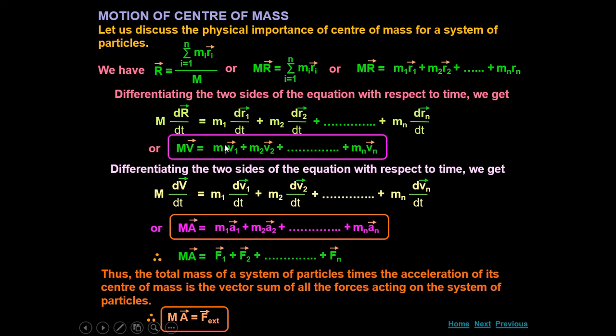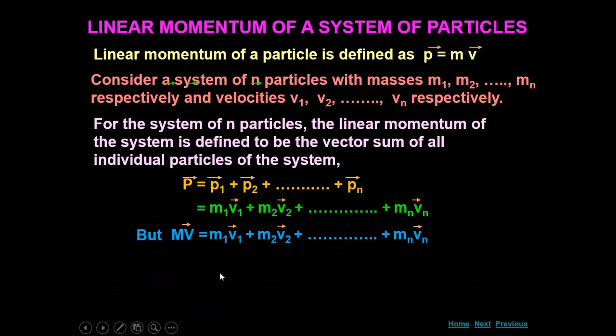If you add all the linear momentum of the particles of the system, then you get the product of mass and the velocity of center of mass. Here I am using this equation, mv equal to m1 v1 plus m2 v2 and so on, mn vn.